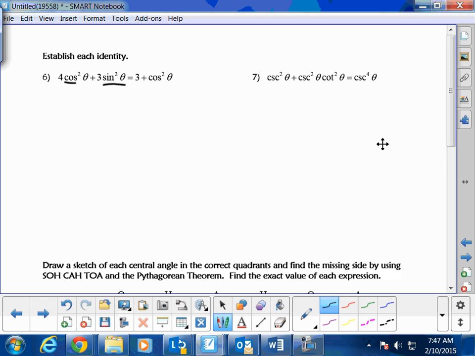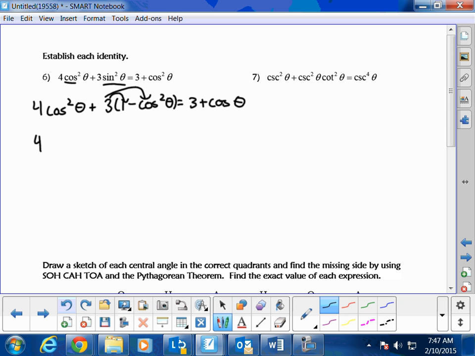Now the first thing I'm going to do is convert, since I'm dealing with cosines, that sine squared into cosine. So let me write that down. I'll have 4 cosine squared theta plus 3, and I'll have 1 minus, oops, not sine. It's going to be 1 minus cosine squared theta. And I still have it equal to 3 plus cosine theta. And what I'm going to do here, I'm going to distribute those two values. So I'll end up with this 4 cosine squared theta is equal, well, not equal to, let me erase that. It's going to be plus.